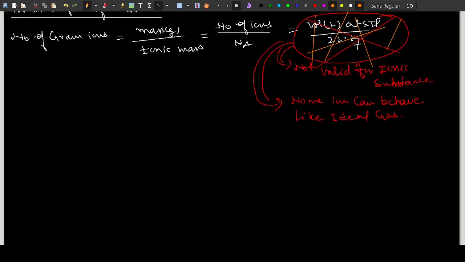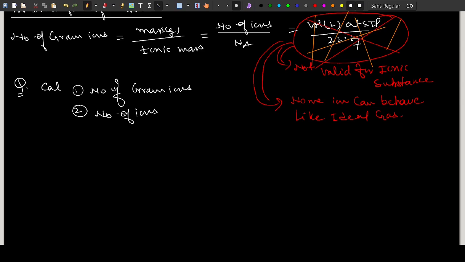Dear friends, suppose that here we have a question. Calculate number 1, number of gram ions, number 2, number of ions in 0.96 gram of SO4 minus 2. This is the sulfate ion.